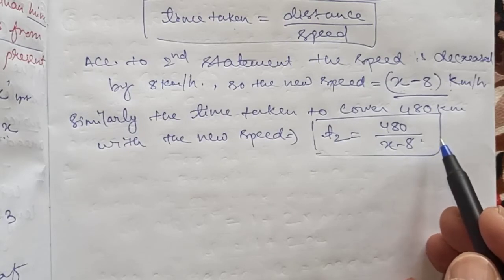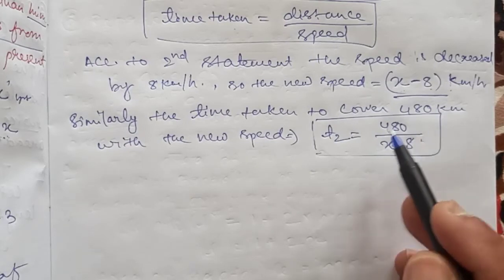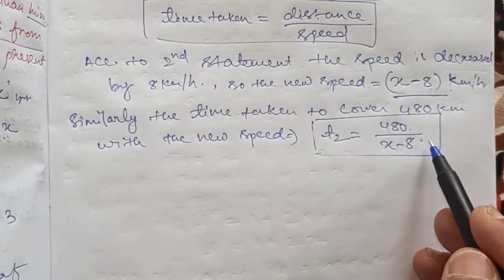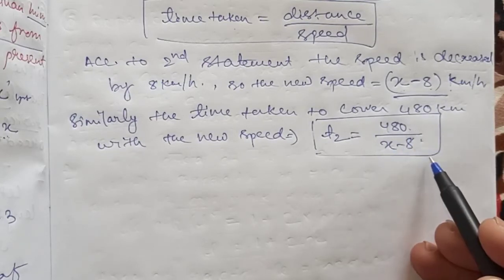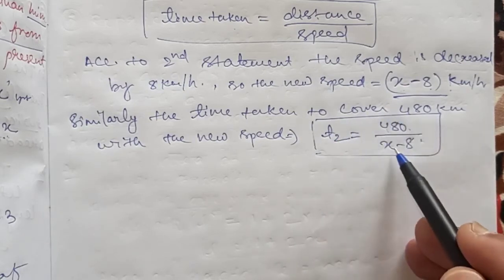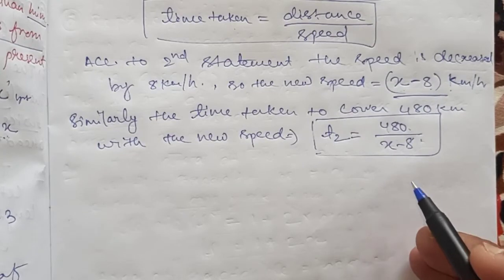Like suppose in the first situation it takes 10 hours to cover the same distance of 480 km. In the second situation it will take 10 plus 3, 13 hours. Getting it? So in that way it is taking 3 more hours. So according to that we will represent the situation.